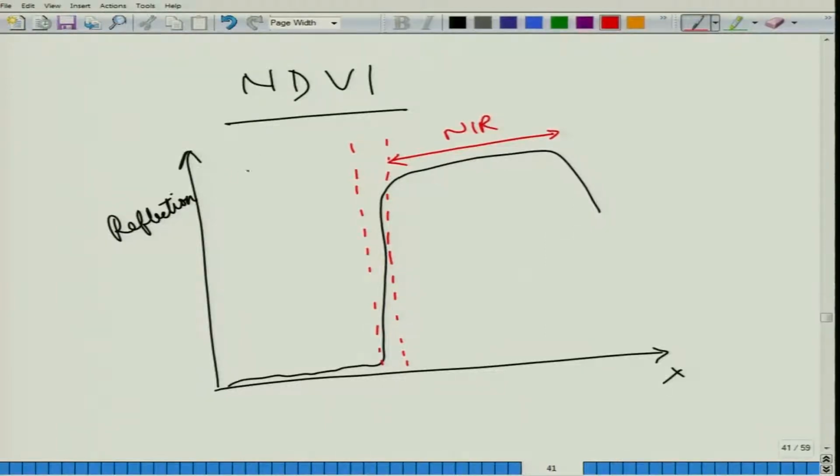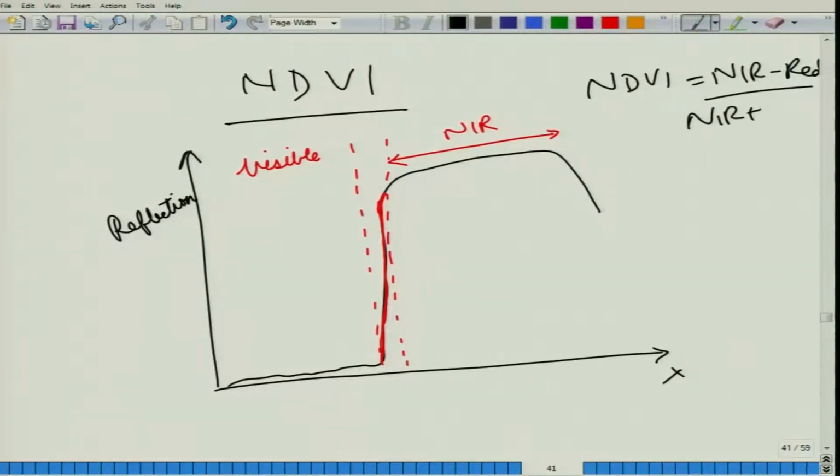And here we are having the visible spectrum. So, we are interested in using this edge to discern vegetation. So, this NDVI is defined as NDVI is equal to NIR minus red upon NIR plus red. So, what do we get here?